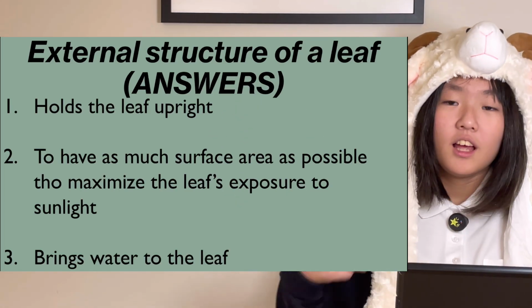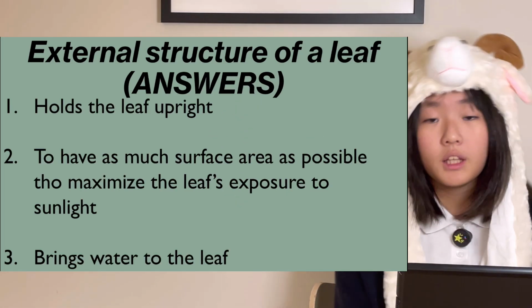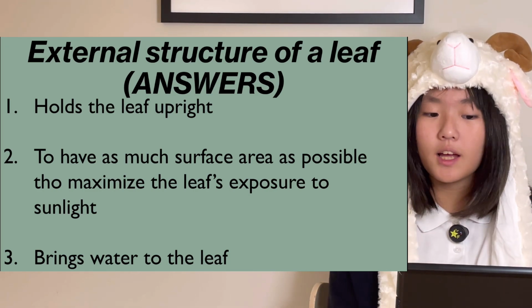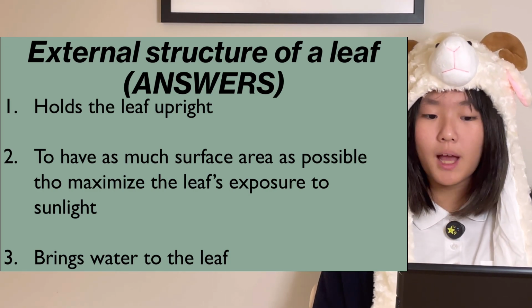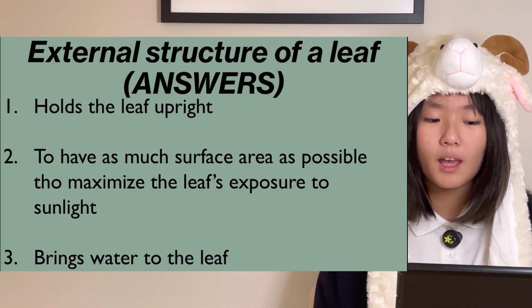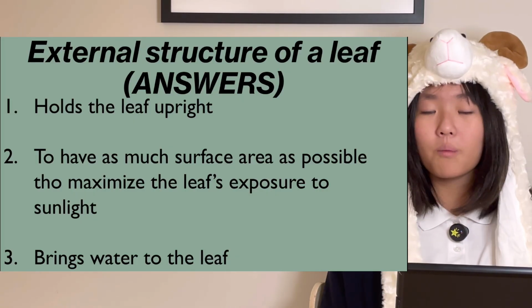The answers are, the petiole holds the leaf upright. The leaf has a large surface area to have as much surface area as possible to maximize the leaf's exposure to sunlight. And the final answer is bringing water to the leaf.